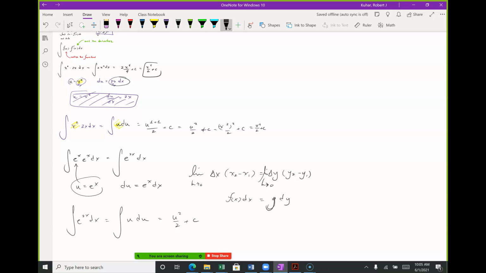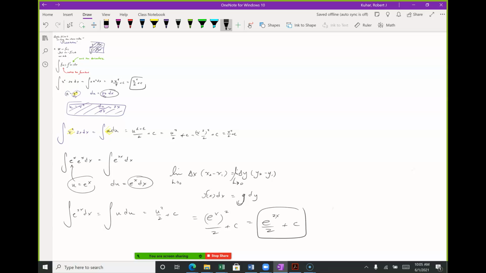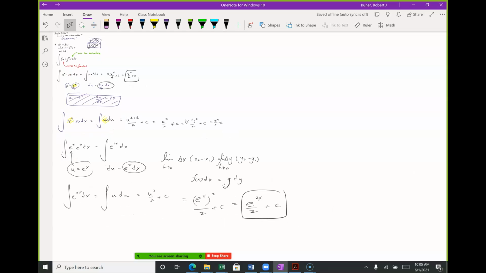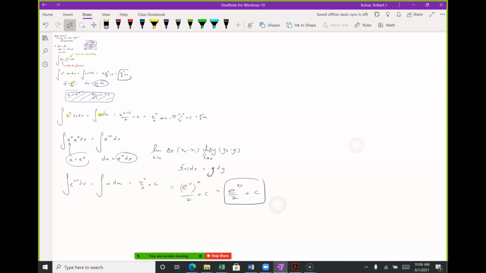Right? I made my u sub of e to the x, and then du is e to the x dx. So I get a u du. Now I'm back at the beginning of my list, or this is my second item, right? This is the power rule. So I get u to the 1. Antiderivative of that is u squared over 2. But u is e to the x. So I get e to the 2x over 2 plus c. Not bad, right? Not bad.